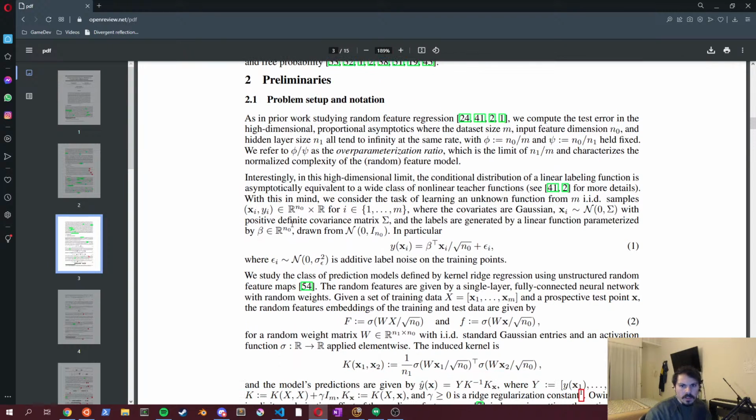All right, so preliminaries. Problem setup and notation. As in prior work studying random feature regression, we compute the test error in high-dimensional proportional asymptotics, where the dataset size m, input feature dimension n0, and hidden layer size n1 all tend to infinity at the same rate.